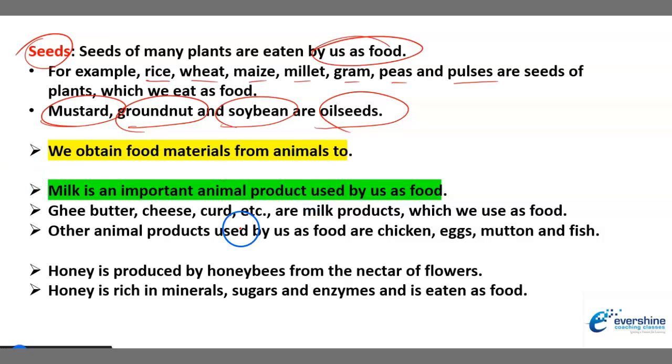We obtain food from where? From animals also. Till now we were thinking we obtain food materials from plants. No, even from animals we get food. For example, milk is an important product used by us as food. Next, ghee, butter, cheese, curd, etc. These are all milk products. It is one more question, they may ask you to write the milk products. These are the milk products, which are made from milk.